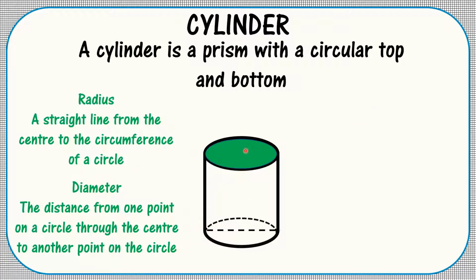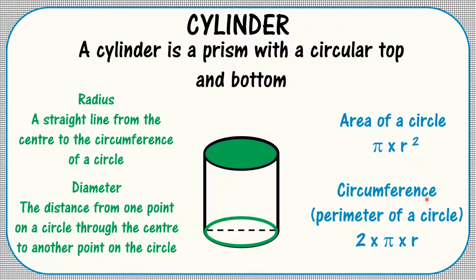Also, we need to know how to work out the area of a circle. The area of a circle is pi times r squared. Now the value of pi you can find on your calculator, and you will times it by the radius squared. Something else that we need to know is the circumference of a circle. Now the circumference is the perimeter of a circle. So the perimeter is the distance around a shape. So the circumference is 2 times pi times r. So again, we need the radius. With all of this information, the radius, diameter, area of a circle and circumference, we should be able to work out the volume and also the surface area of cylinders.